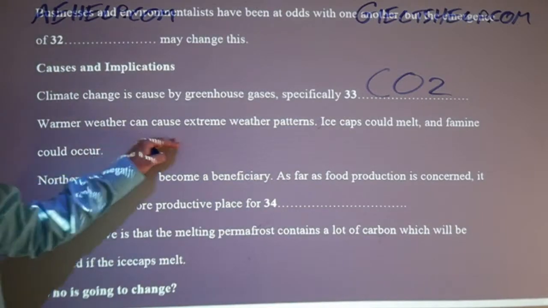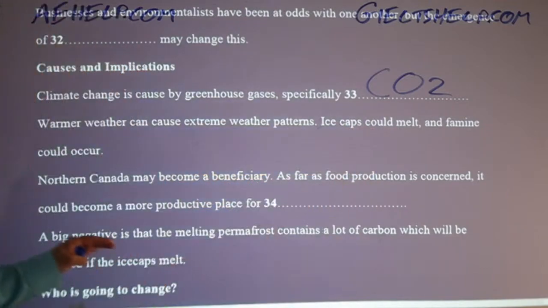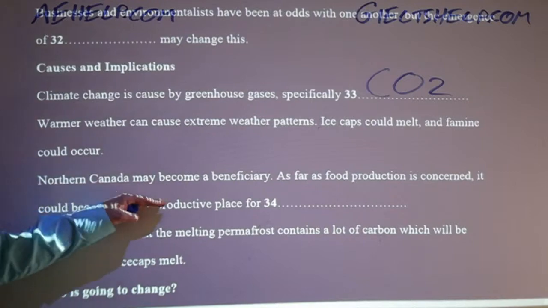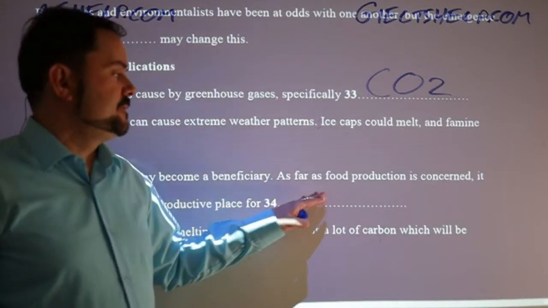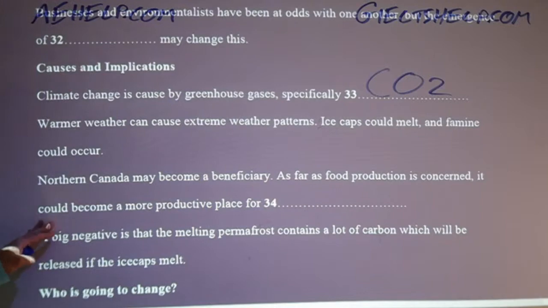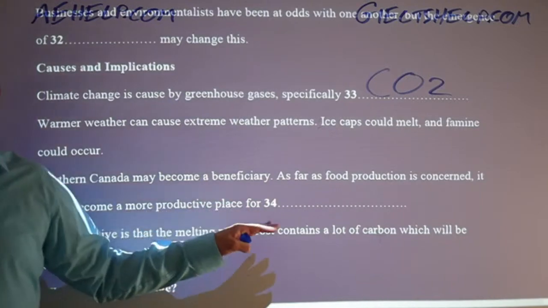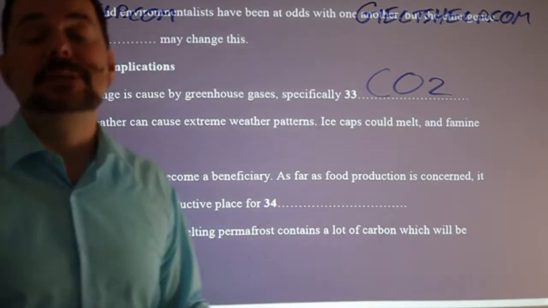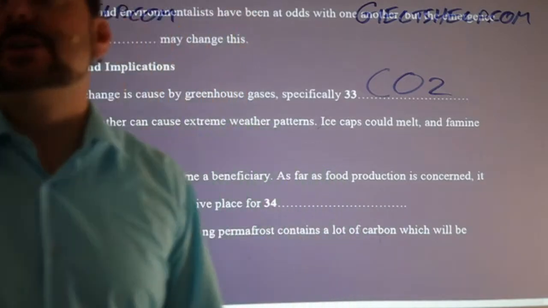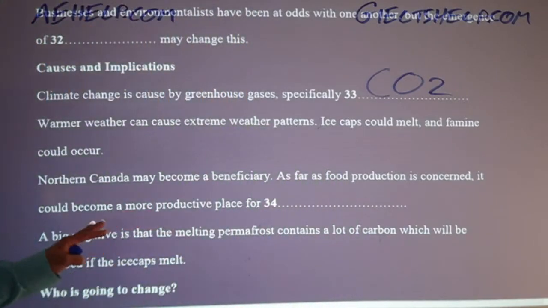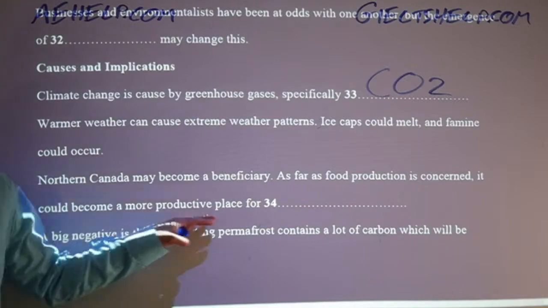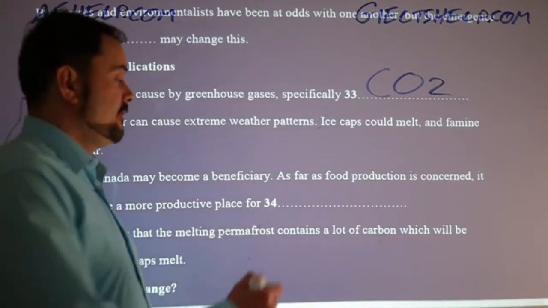Warmer weather can cause extreme weather patterns. Ice caps could melt and famine could occur. Northern Canada may become a beneficiary. As far as food production is concerned, it could become a more productive place for what? And it's already happening, everybody. That's the scary part. It's already happening. So Northern Canada could become a more productive place for farming.